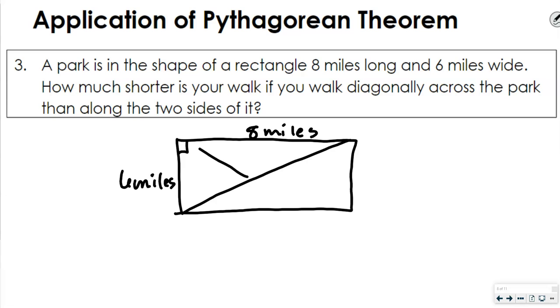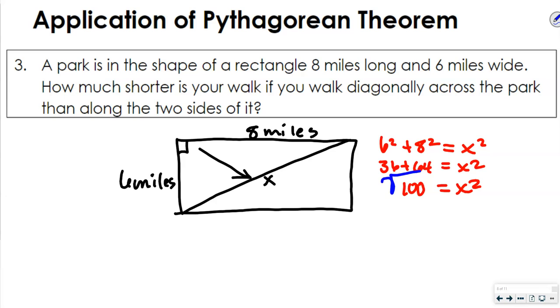So here again, we're going to have to solve for this and then find the difference between the hypotenuse and when we add 6 and 8. Okay, so we're going to again do 6 squared plus 8 squared. That equals our x squared. So this is 36 plus 64 equals x squared. That's 100.